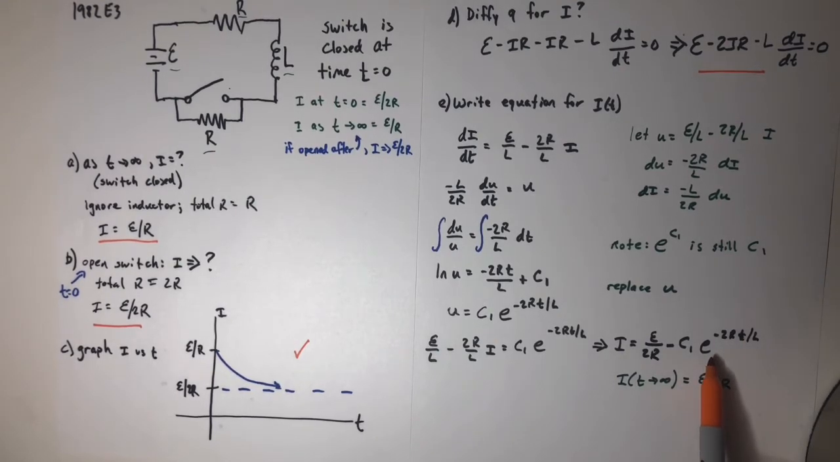The first thing that's good to do once you're close to a solution is to look at the extreme values for time. Here, it makes most sense to think first about what happens as time gets very large, because this exponential decay, this whole term, goes away. And we can see that, in fact, the current does equal E over 2R, which we knew it had to be from the graph and from part B.